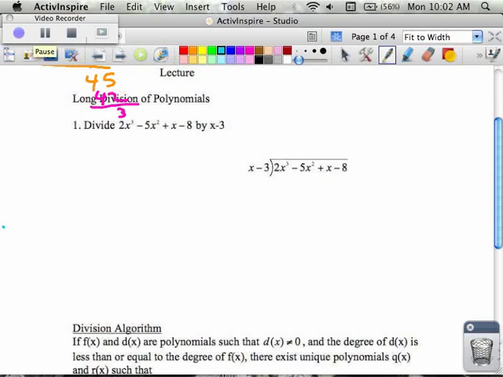So I'm going to refer back to our practice problem, and we're going to go from there. In number 1, they say, let's divide 2x cubed minus 5x squared plus x minus 8 by x minus 3. Whatever comes after the word by goes on the outside. So you'll see that's on the outside.